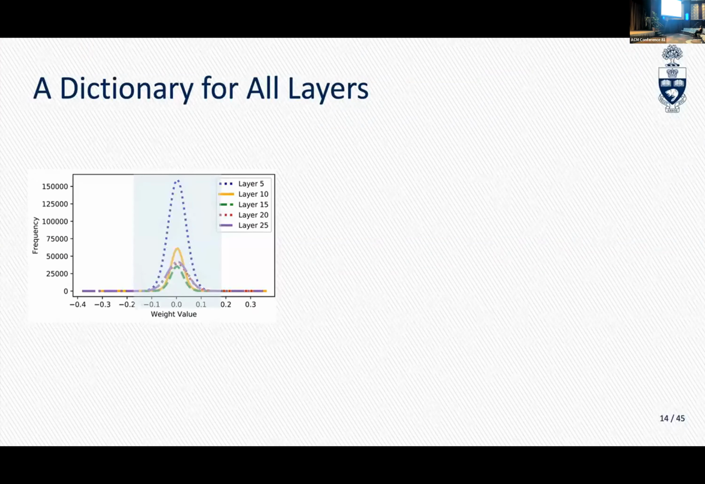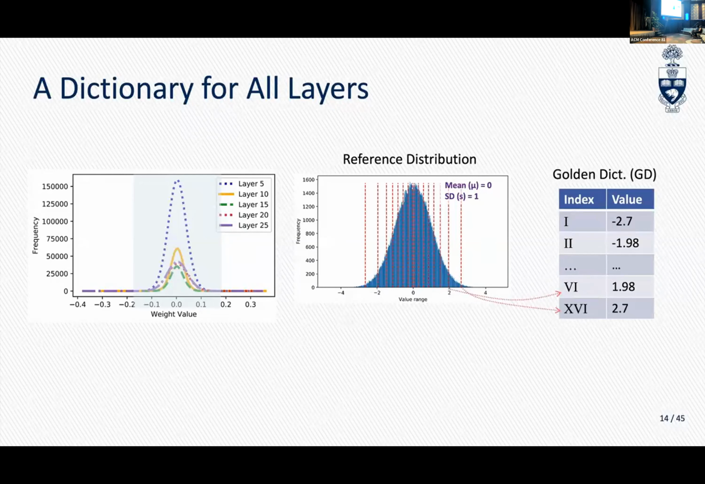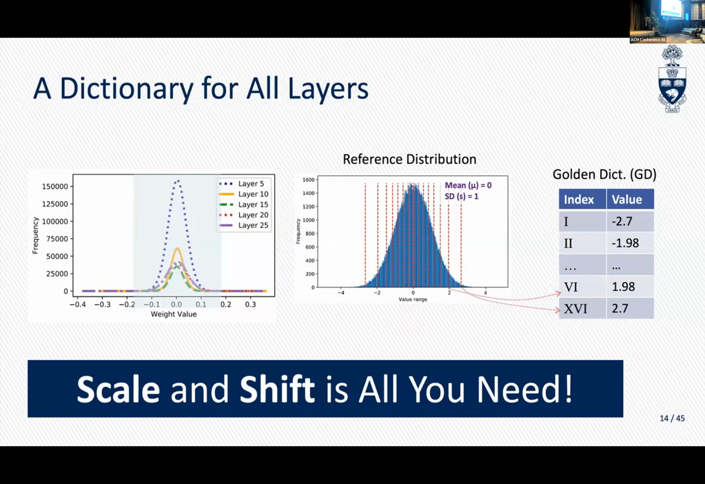To address this issue, we investigated the distribution of values for different weights and activations layers. Let's just focus on the bulk of values. Here, we see that most of the values follow the same bell-shaped distribution. To take advantage of this similarity, we define a normal distribution as our reference. We are going to quantize this distribution to get a quantization dictionary, which we will name Golden Dictionary. The nice thing about Golden Dictionary is we can just scale and shift it to match the distribution that we have in every layer.